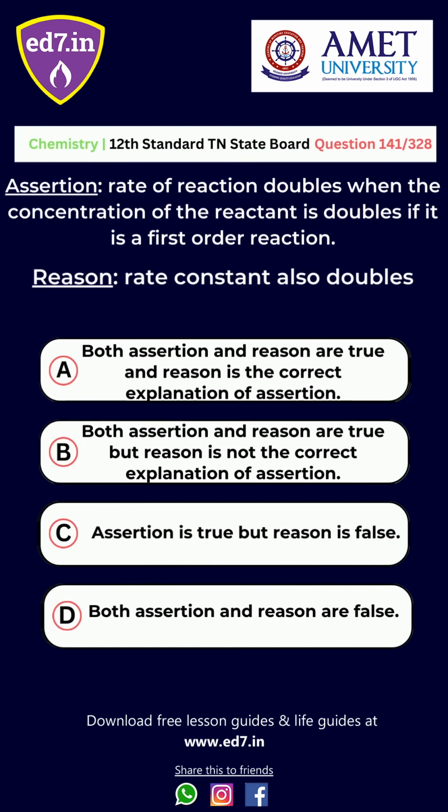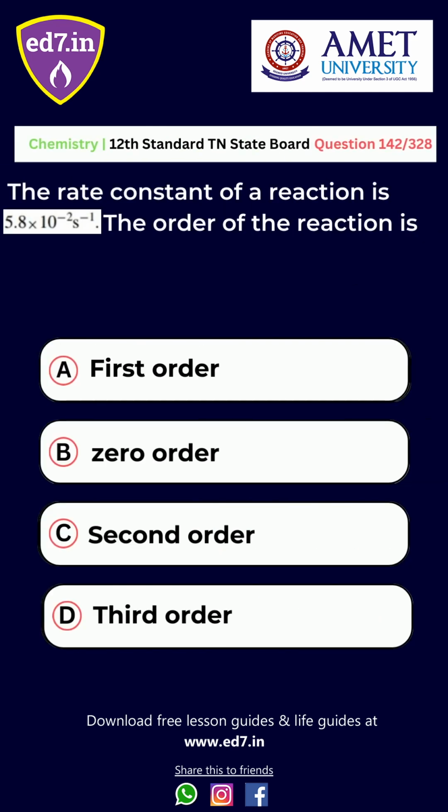Question number 141. Assertion: Rate of reaction doubles when the concentration of the reactant doubles if it is a first order reaction. Reason: Rate constant also doubles. Option A, both assertion and reason are true and reason is the correct explanation of assertion. Option B, both are true but reason is not the correct explanation. Option C, assertion is true but reason is false. Option D, both assertion and reason are false. The correct option is option C, assertion is true but reason is false.